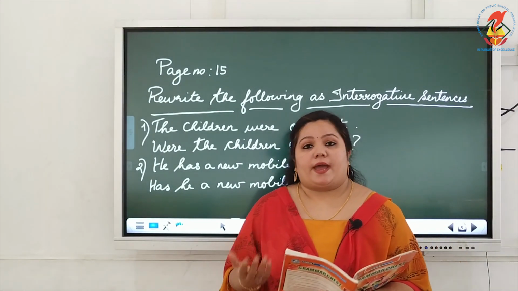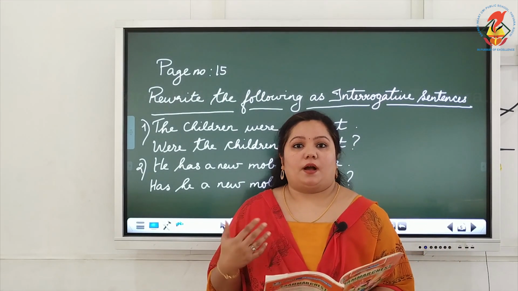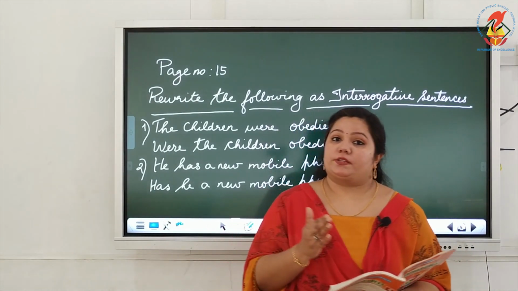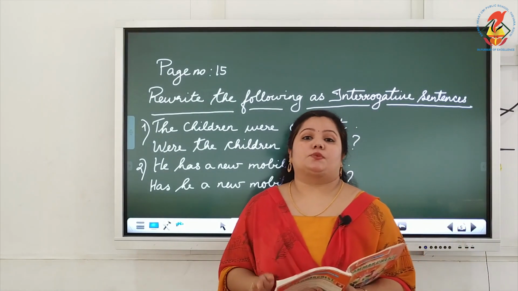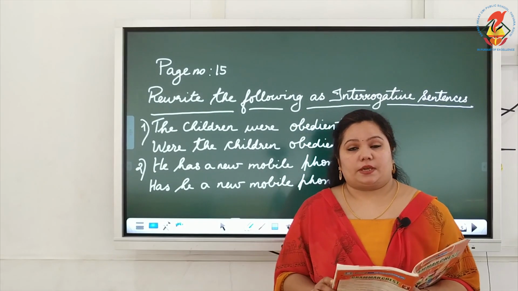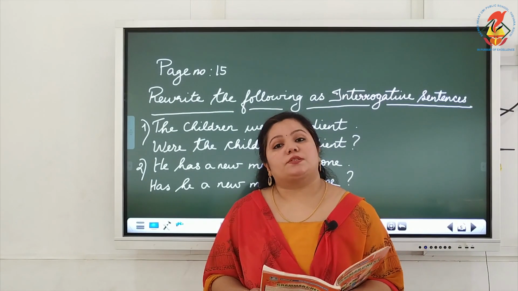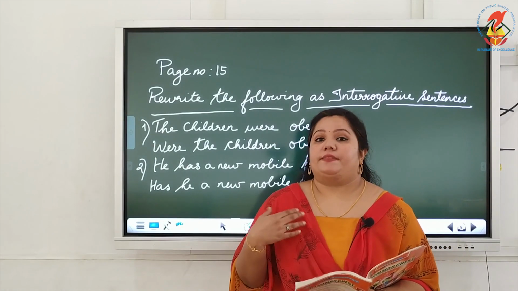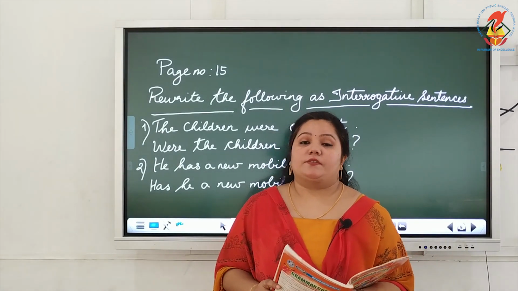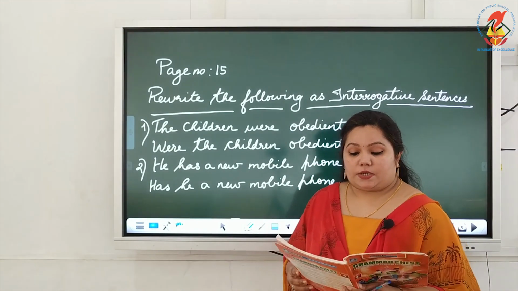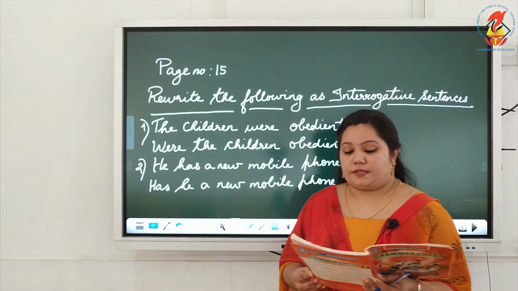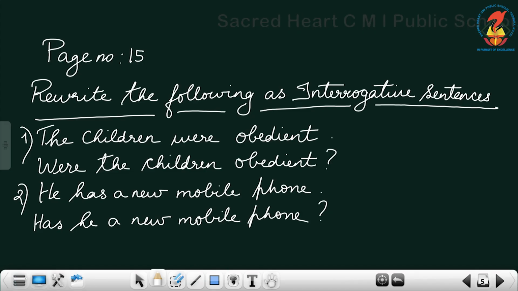Words like am, was, were, are, words like has, have, all these words will be placed before the subject in order to change it into an interrogative sentence. Okay. And when the verb has more than 2 words, what do we do? The first word will be placed before the subject of the statement, and then we can change it into an interrogative statement. Okay. So now rewrite the following as interrogative sentences.